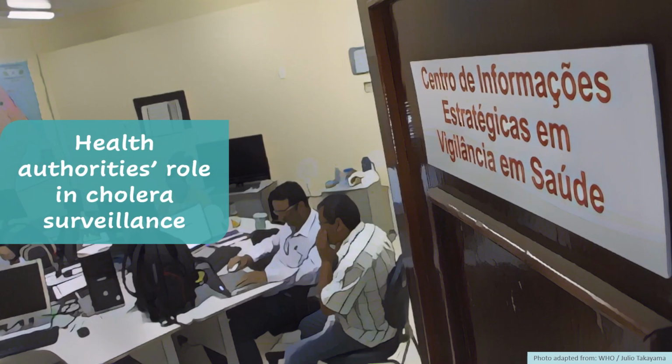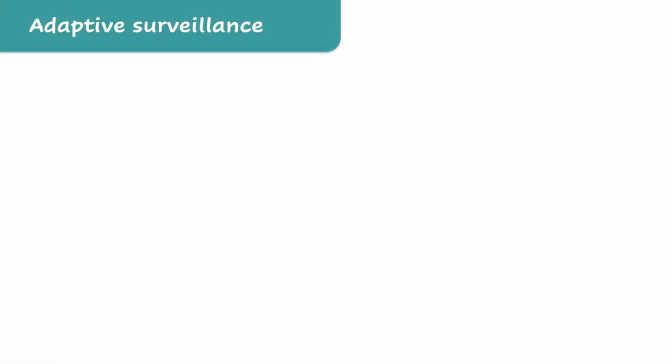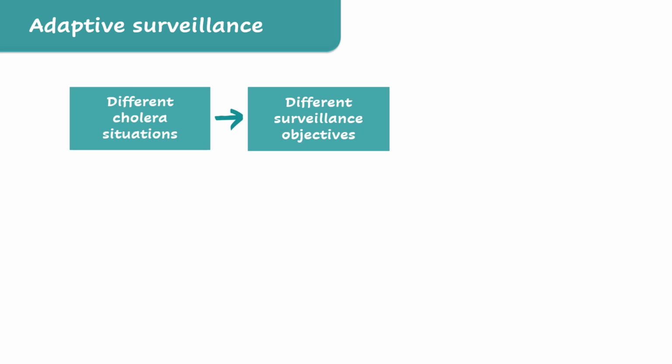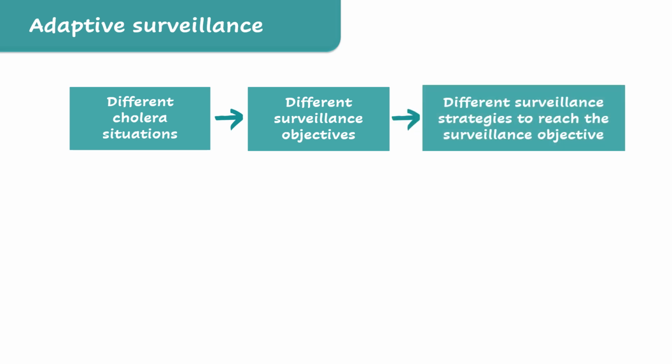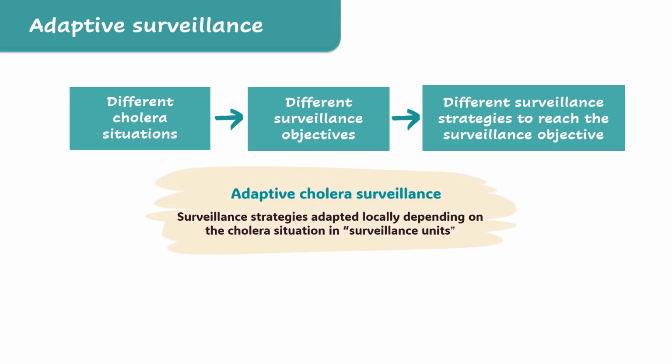Health authorities play a pivotal role in cholera surveillance. Let's see why. Cholera surveillance is adaptive. We have just seen that depending on the cholera situation, the objectives of surveillance evolve. As a result, the surveillance strategies to achieve the corresponding objectives also evolve depending on the cholera situation. Adaptive surveillance means that surveillance strategies are adapted locally depending on the ongoing cholera situation.